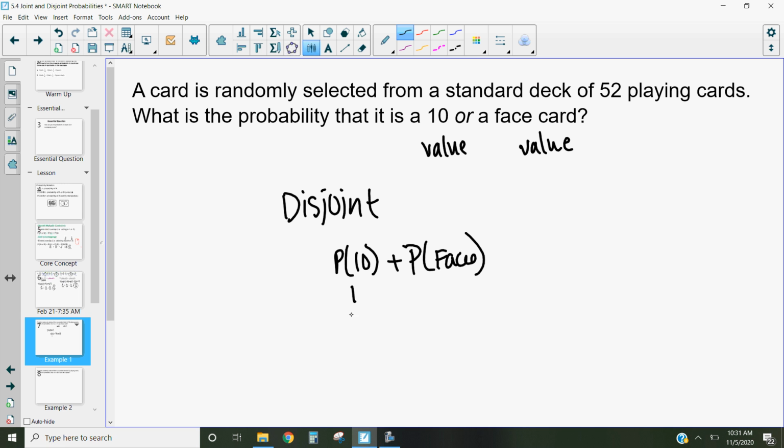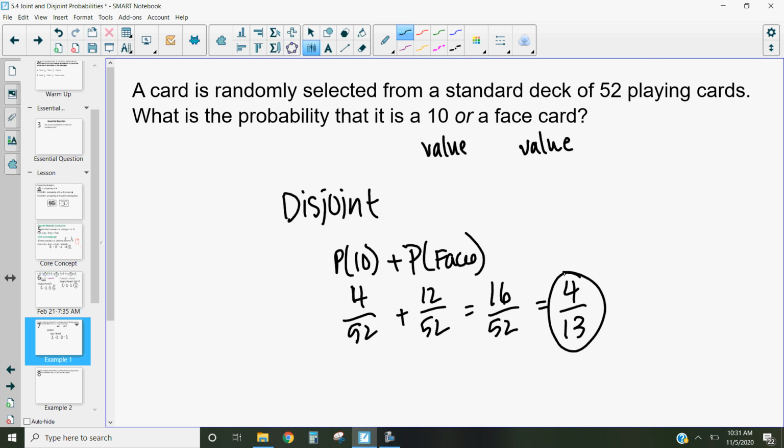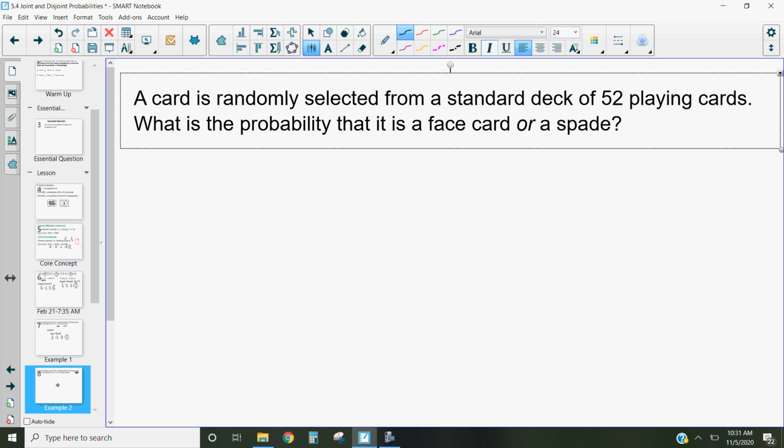Now, the probability of getting a 10 is 4 out of 52. The probability of getting a face card is 12 out of 52. So total, we have 16 out of 52, which would be 4 out of 13. Okay, now let's take a look and compare it to this next one.